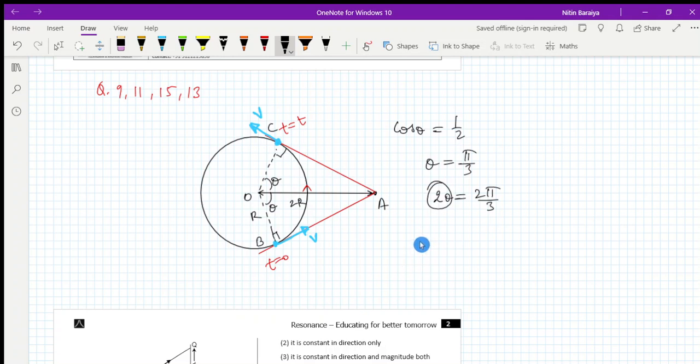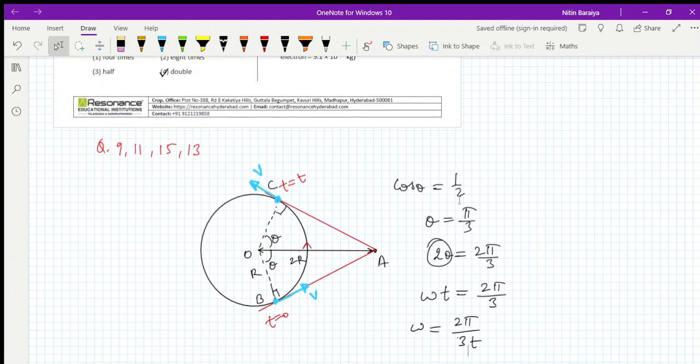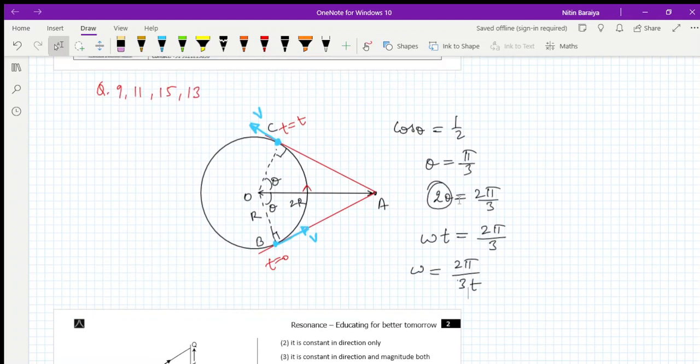In fact, angular displacement is equal to angular velocity into time, which is 2 pi by 3, and from here t we can find it out as 2 pi by, no, we have to find omega and not t. So omega from here comes out to be 2 pi by 3t. Let's see. Yes, option 2 is correct. Okay. So I hope this question number 13 is clear to everyone.